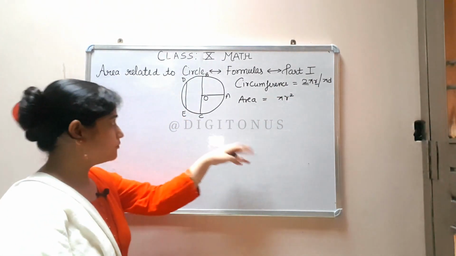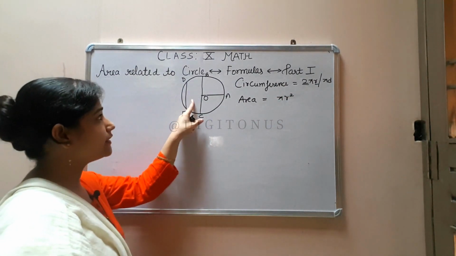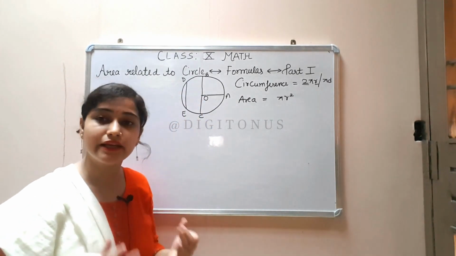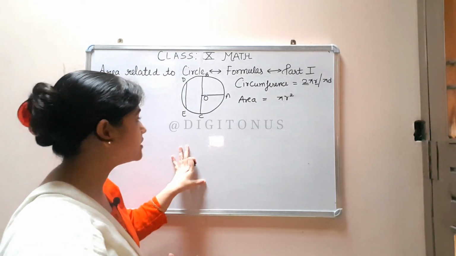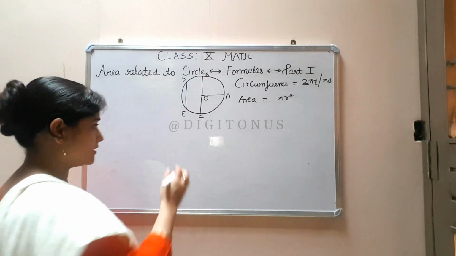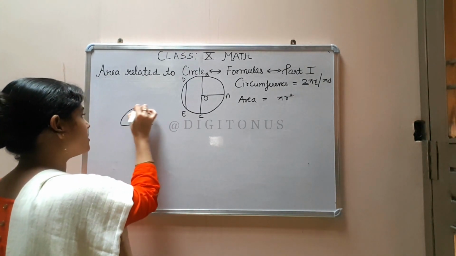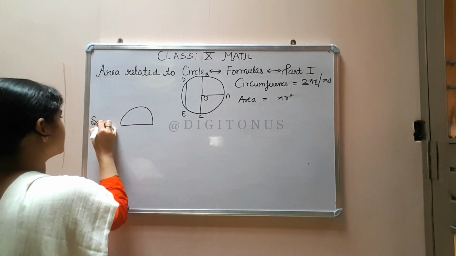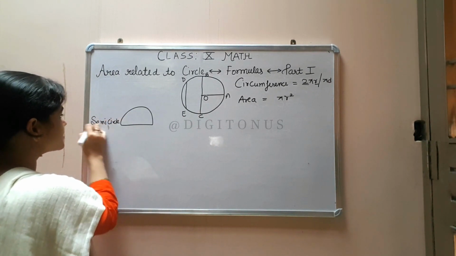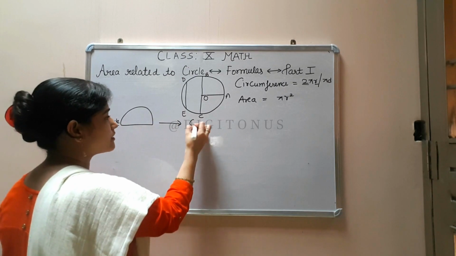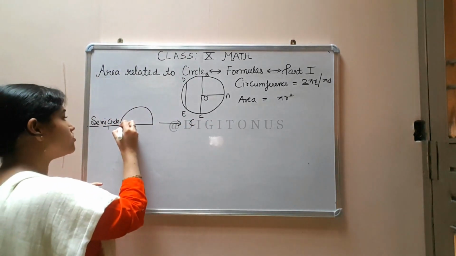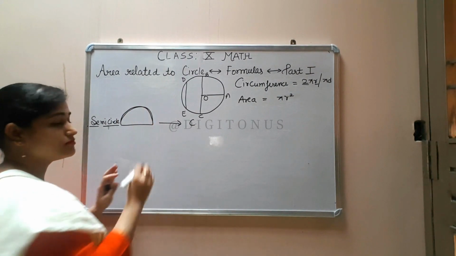This you already know. And one thing: we have many diameters, many radii in one circle, but a diameter divides the circle into two equal parts, and that part is called a semicircle. Now what will be the circumference of a semicircle? Circumference is only the boundary of the circle.